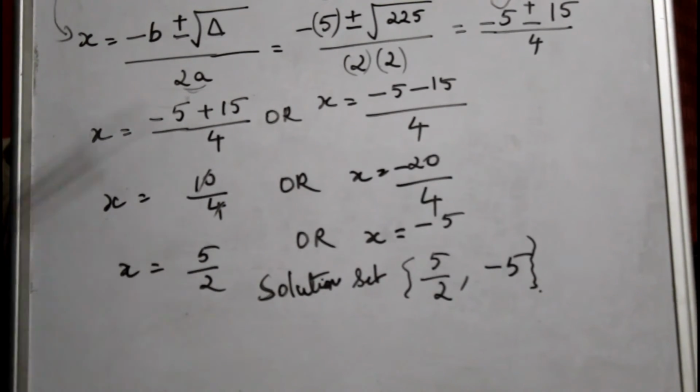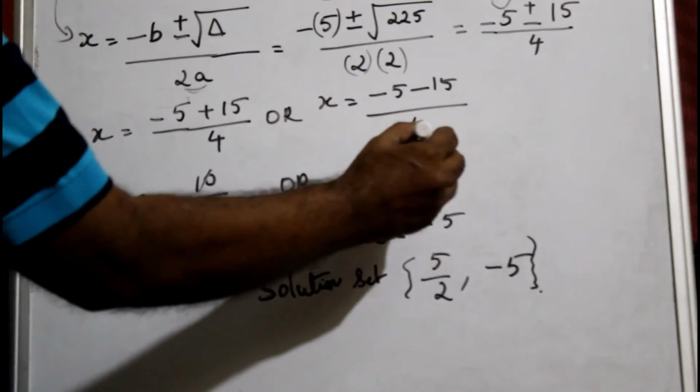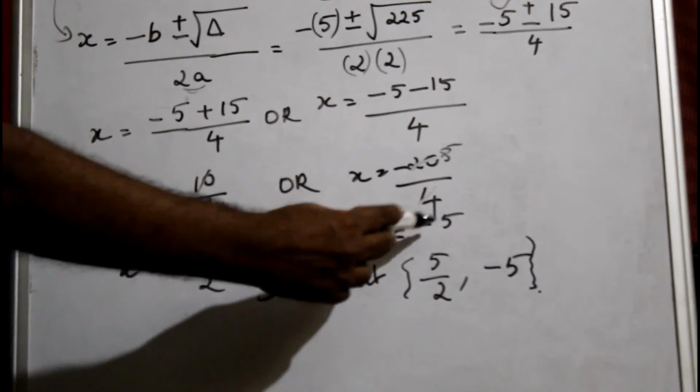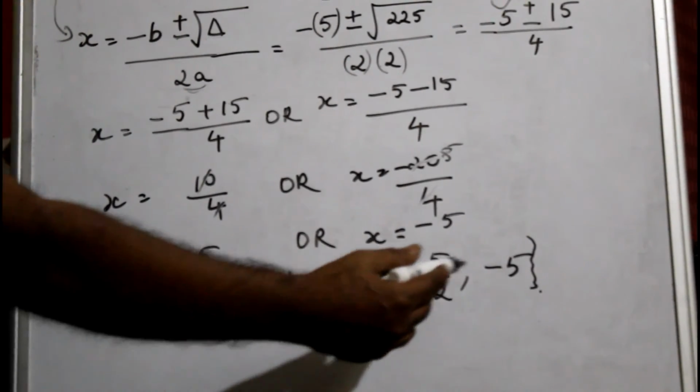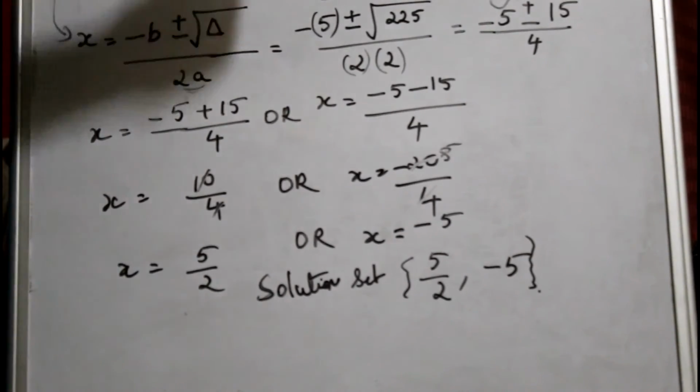So when you cancel this, you get 5 by 2. Similarly, when you cancel this, you get the value minus 5. So x is equal to 5 by 2 or minus 5. Therefore, the solution set is these two values, which is the same value you got in the factorization method, the first method.